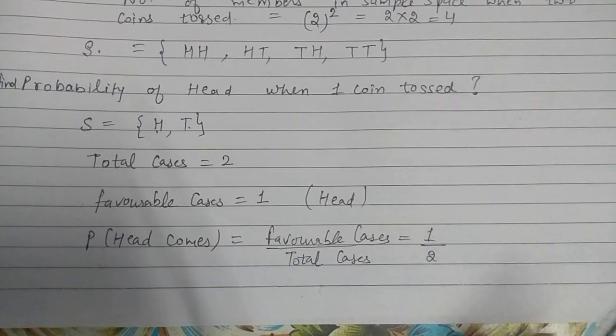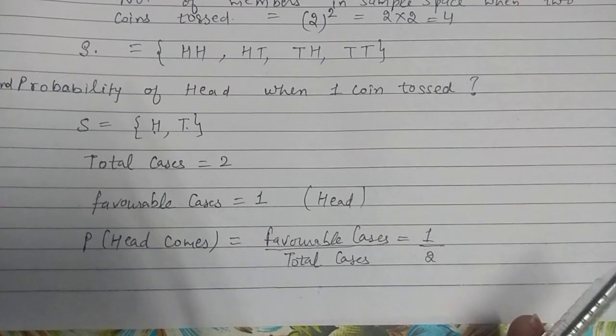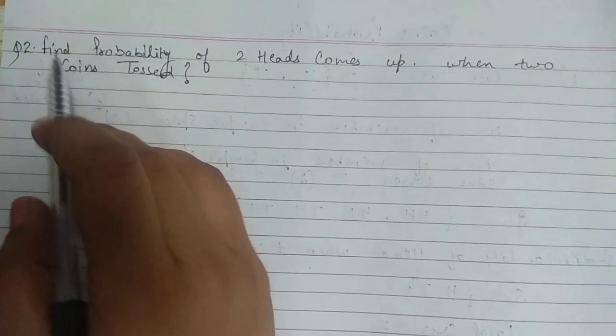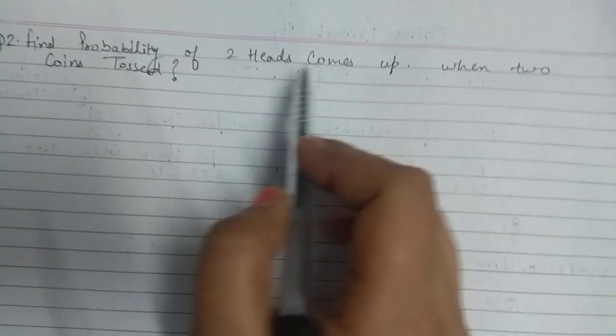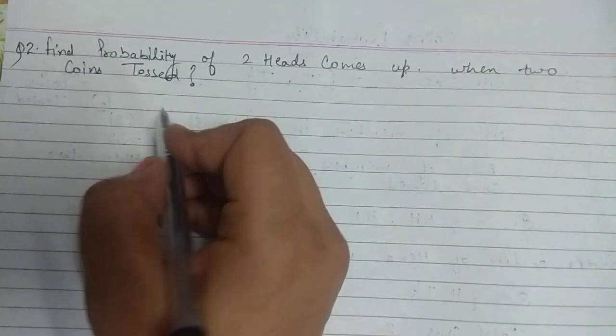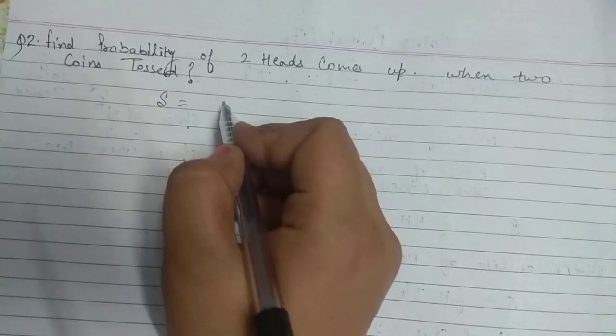Now we have to do the probability of two heads coming when 2 coins are tossed. Now we have to discuss the second question: find the probability of 2 heads coming up when 2 coins are tossed. So first we have to write the sample space when 2 coins are tossed.